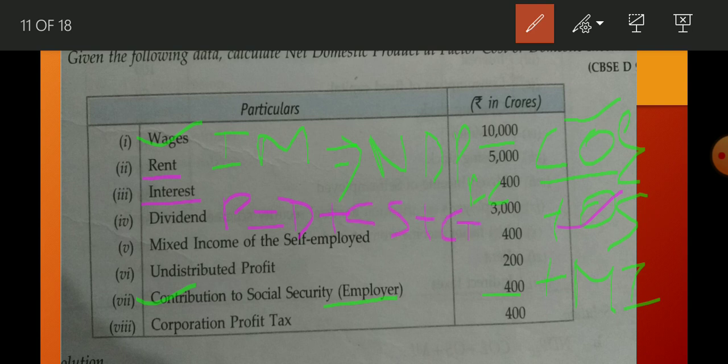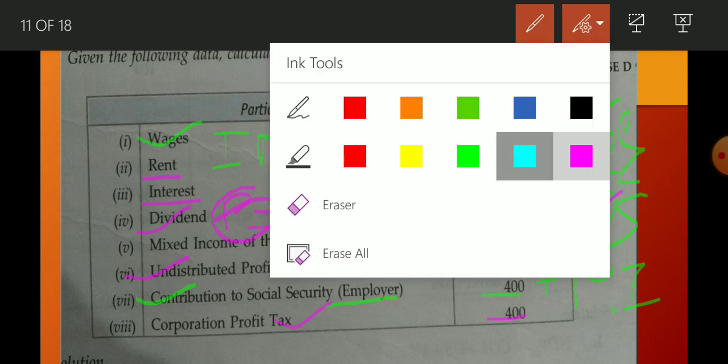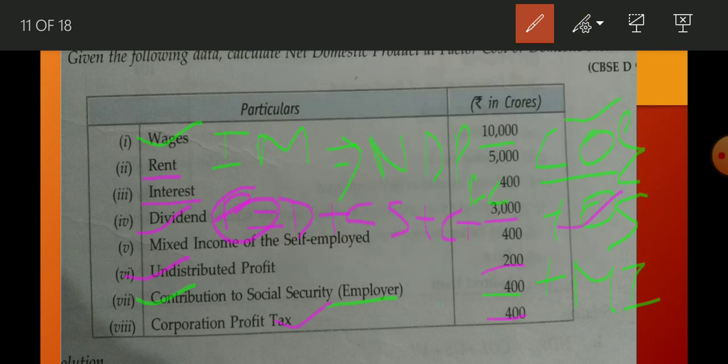Dividend is given as 3000, undistributed profit is given as 200, and corporate tax is given as 400. So when we add 400, 200 and 3000, we get the value of profit. And when we add rent, interest and the value of profit, we get operating surplus. And what is the value of mixed income here? The value of mixed income is 400.